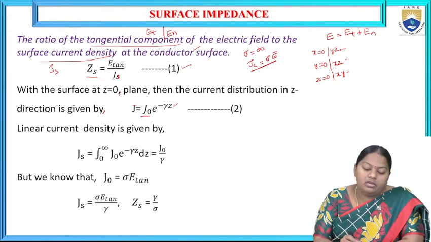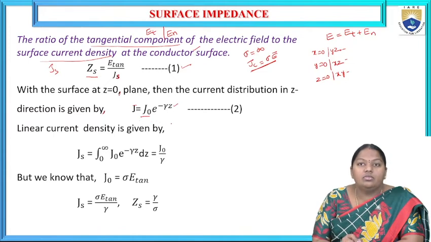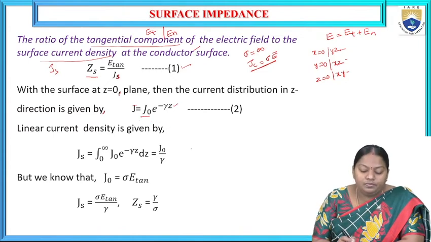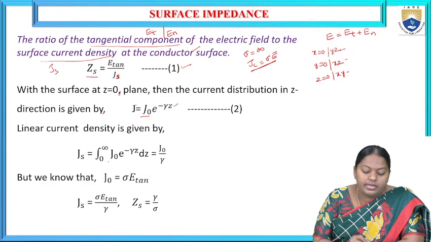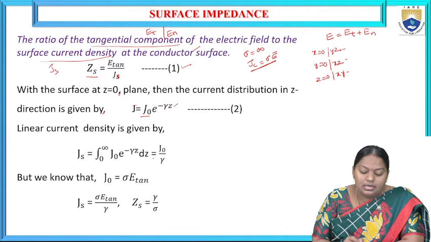So already we have in equation number 1, Zs is equal to E tan by Js, and here J equals J naught into e power minus gamma z. From these two equations we are going to derive the relation. Then the linear current density is given by, as we know Js is the surface current density, so in order to derive that equation we integrate: Js is equal to integral 0 to infinity J naught into e power minus gamma z dz.